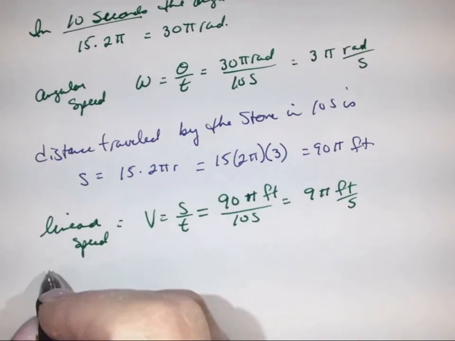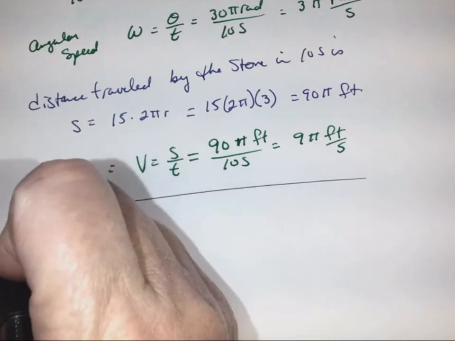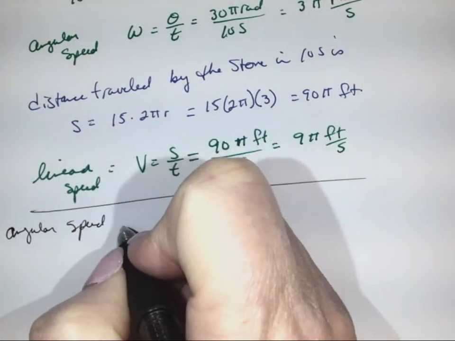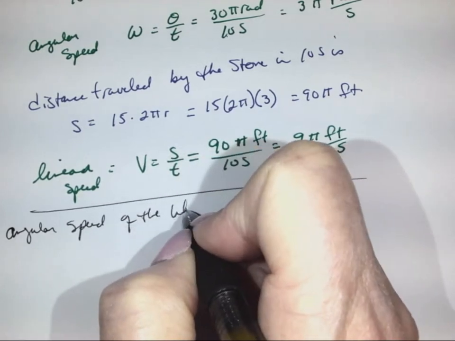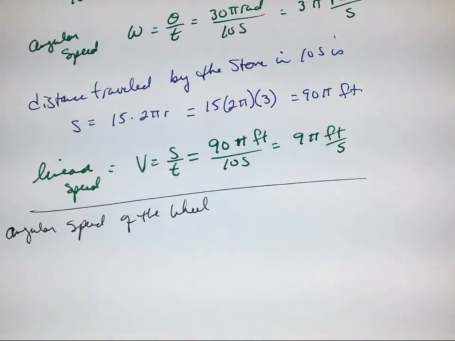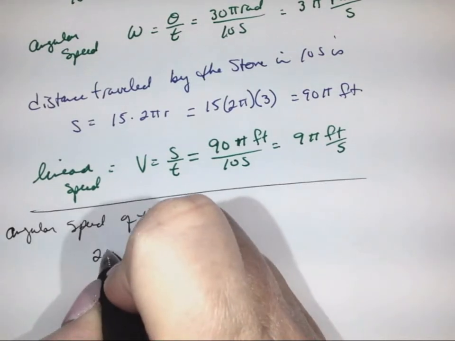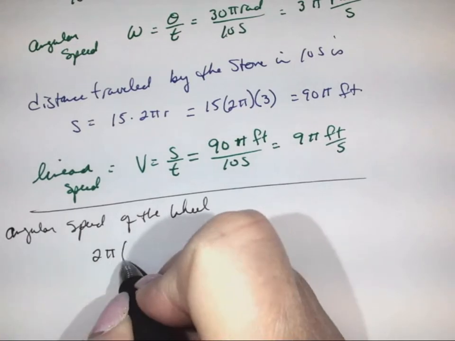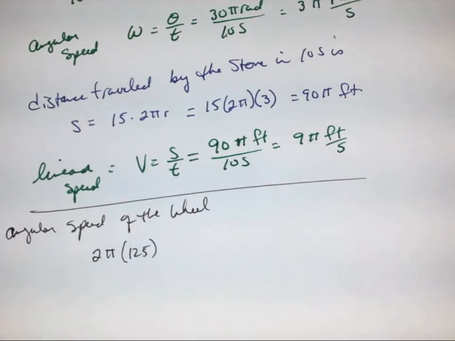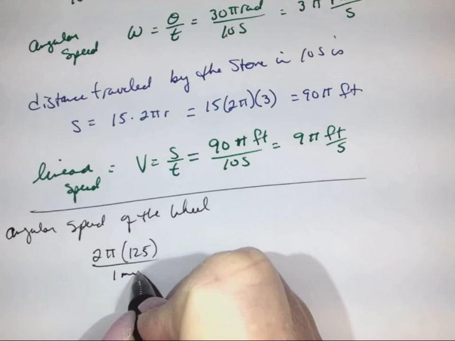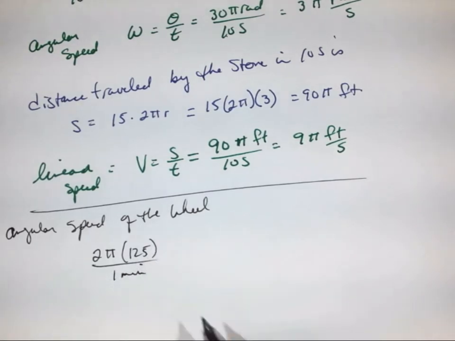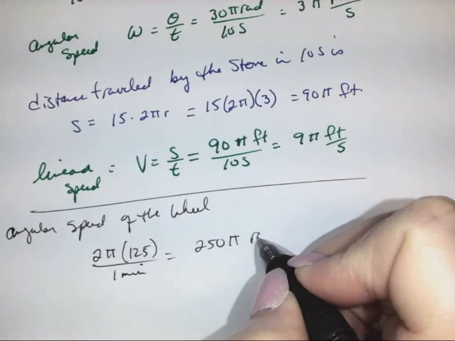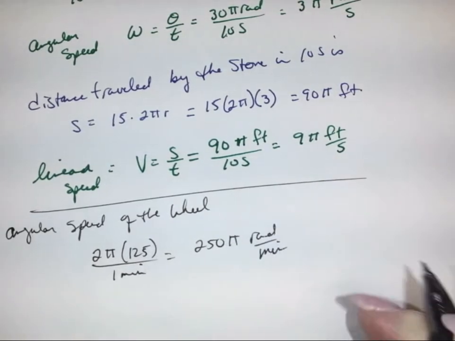All right. So first we're going to find the angular speed of the wheel. So one revolution is 2 pi, and we were told that it rotates at 125 RPM, revolutions per minute. So that's 250 pi radians per minute.